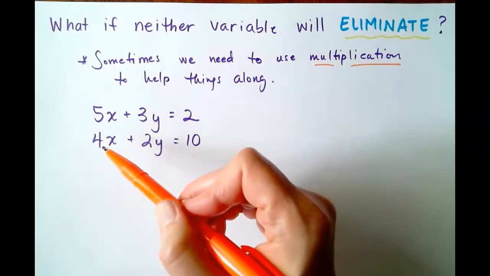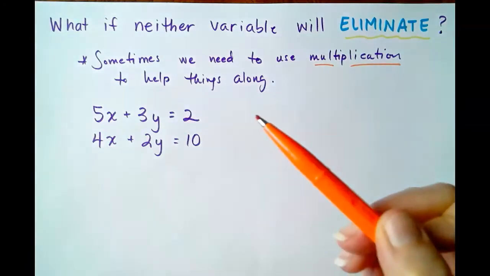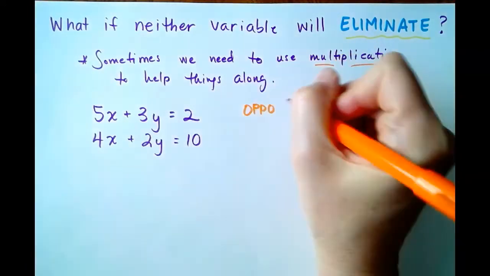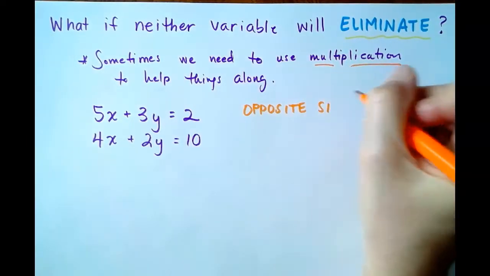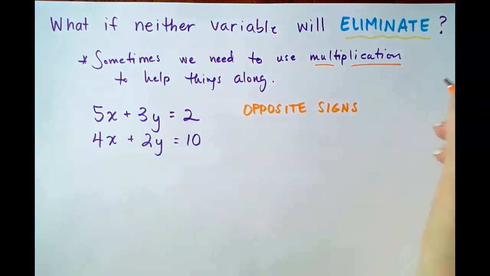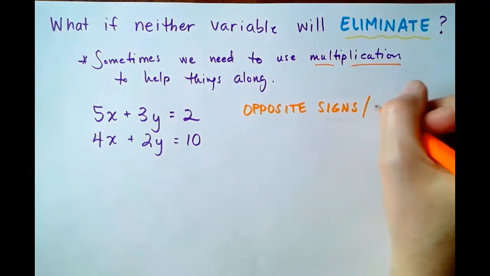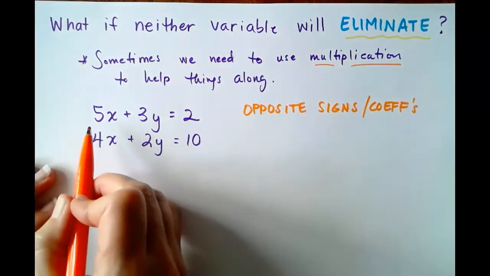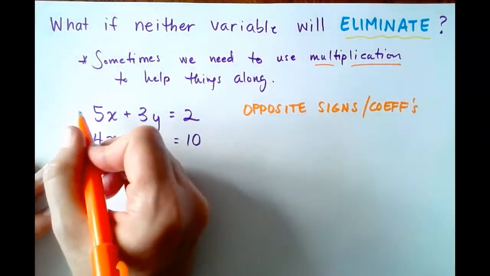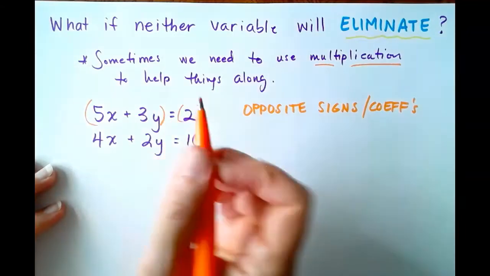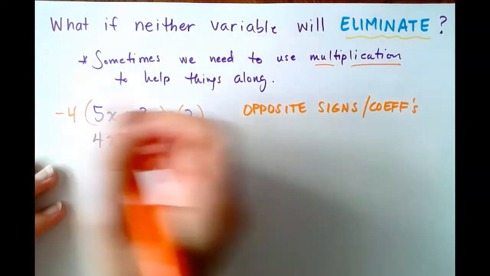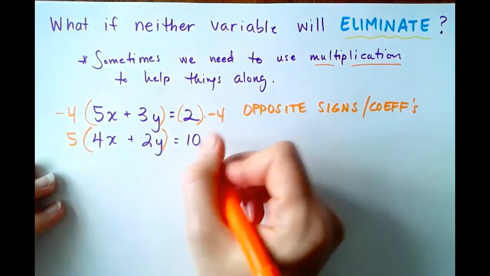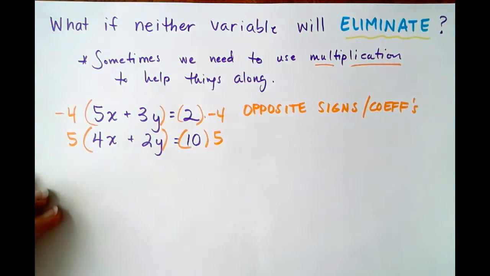So if I want to eliminate the x's, I need to create a situation where I have opposite signs on the x's. So opposite signs and opposite coefficients on the x's. So if I have positive 5x and a positive 4x, I will multiply the top equation by negative 4, and I will multiply the bottom equation by positive 5.